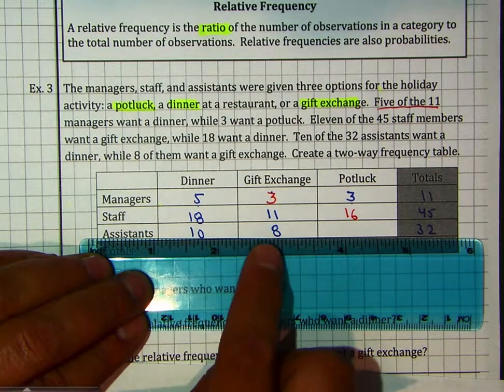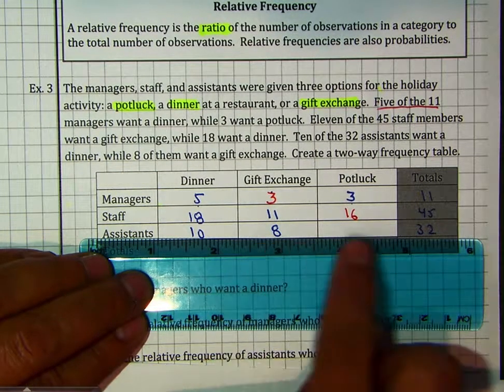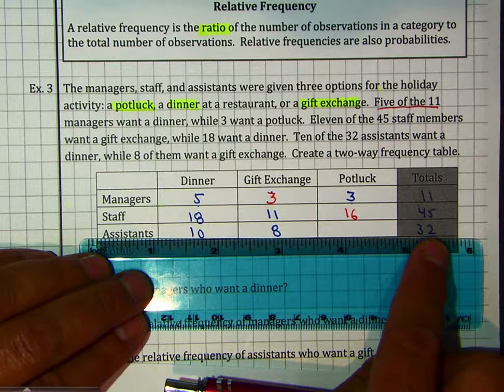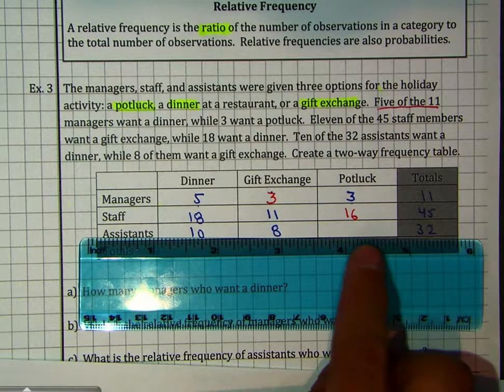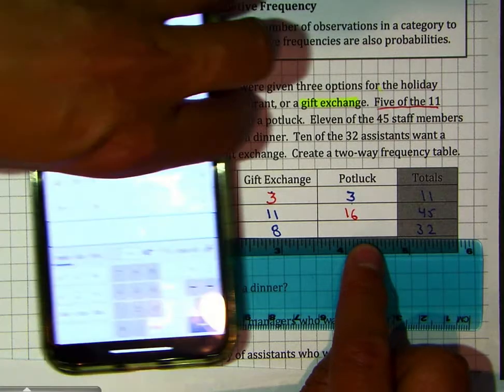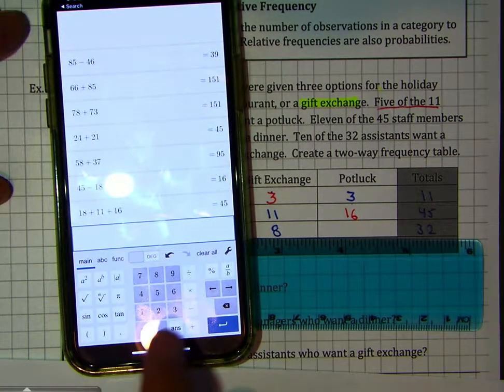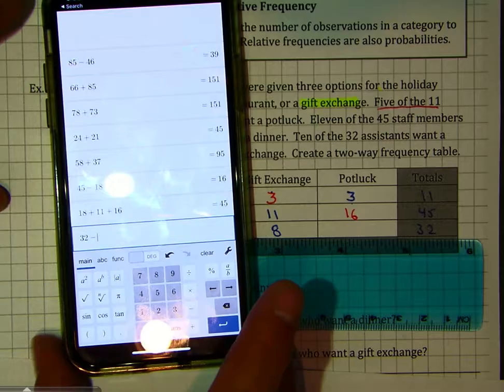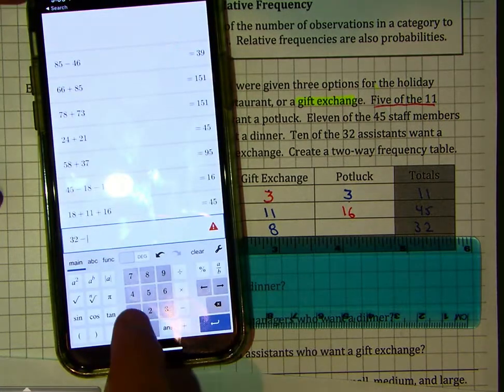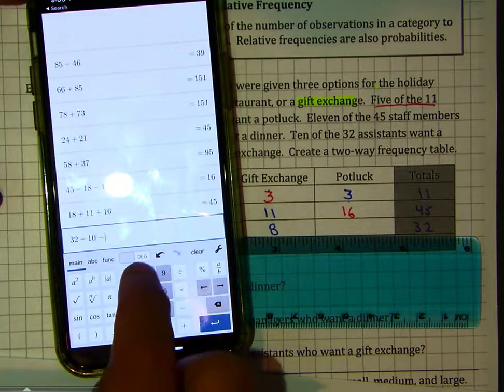10 plus 8 is 18, plus one number will give me 32. So what should be the number? It should be 14. And if I do 32 minus 10 minus 8, that gives me 14.